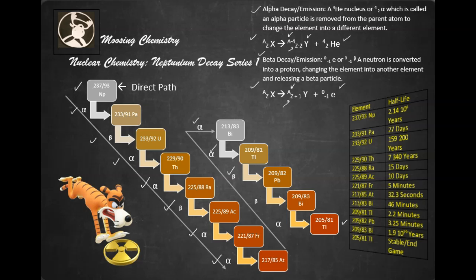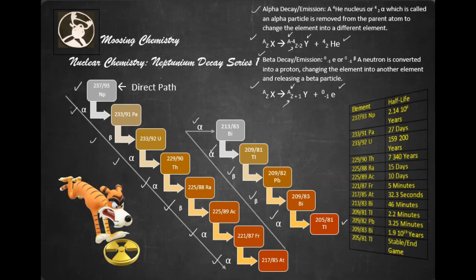Now, lead 209 is still slightly radioactive, so it undergoes beta decay again, and it becomes bismuth 209. And bismuth 209 finally goes under alpha decay again. It becomes thallium 205, which is stable. All right, so let's look at the table here.